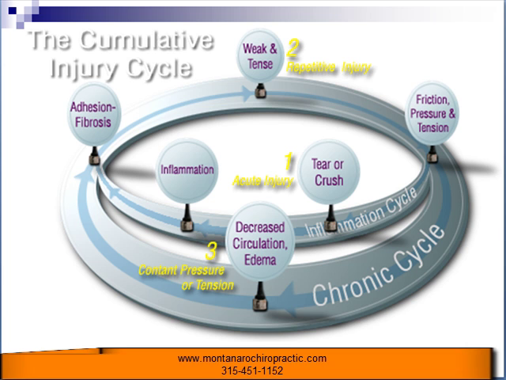Now here is a diagram for the cumulative injury cycle. Let's start off at number 1 with a tear or a crush injury. What will happen first is you'll create inflammation. It'll lead to adhesions and fibrosis as the healing process is taking place, which ultimately is creating weak, tense tissues. As that continues, you'll get more friction, pressure, and tension, and then the chronic cycle is going to begin, and you're going to get decreased circulation and edema from the scar tissue that's built up, and then it's just going to keep going around and around in a cumulative cycle and chronically become worse and worse.